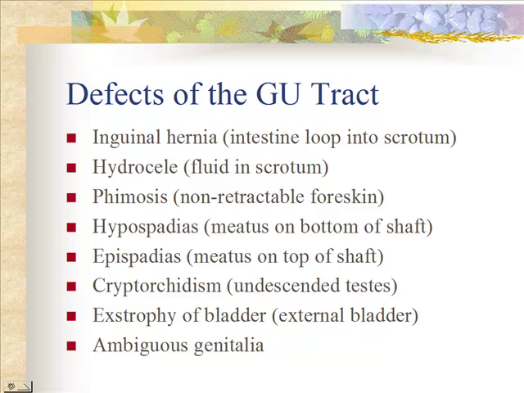Moving on to defects of the GU tract. Inguinal hernias. This is where a loop of intestine slips down into the scrotum. A hydrocele looks similar to a hernia, except it's fluid as opposed to a loop of intestine. Phimosis. This is a foreskin that can't be retracted. Now realize it's normal on young boys, infants, toddlers, even school-age boys. Up until puberty it can be normal for this foreskin to not be retractable. And that's okay, that's fairly normal. After puberty it needs to be retractable.